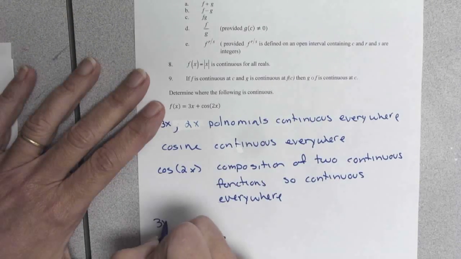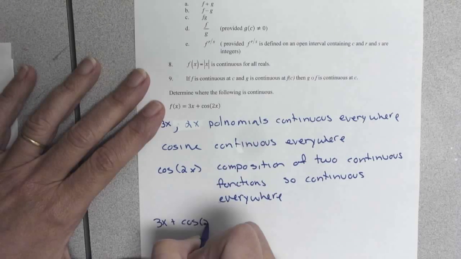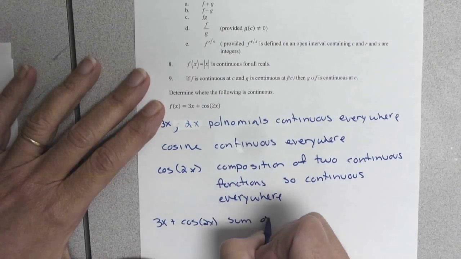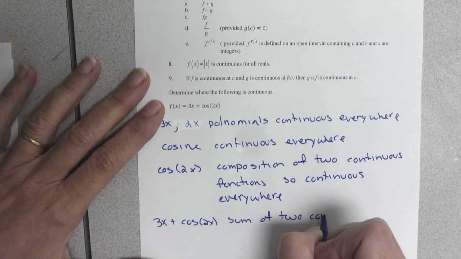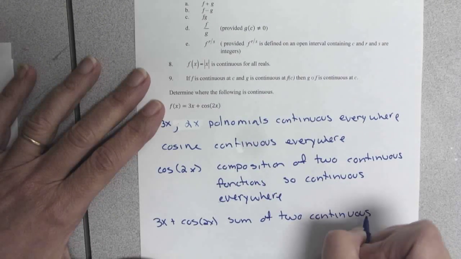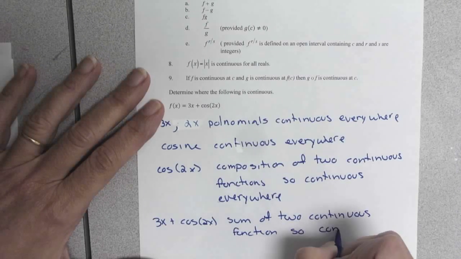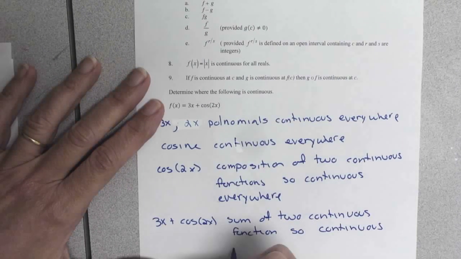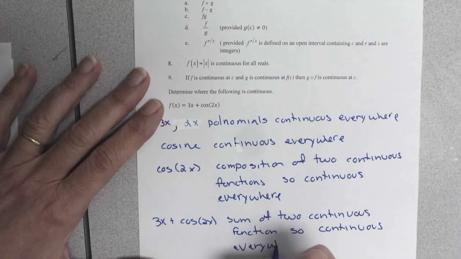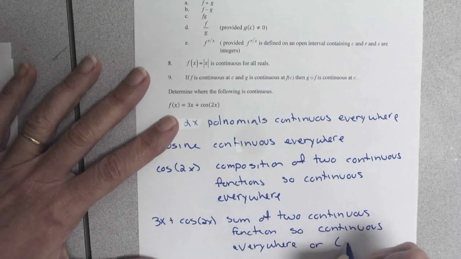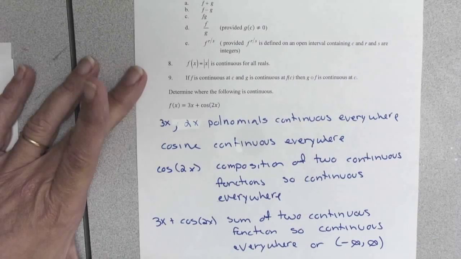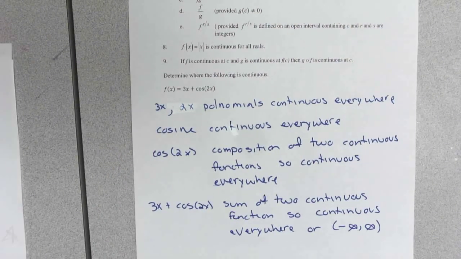Then finally, 3x plus cosine 2x, a sum of two continuous functions, so continuous everywhere, or negative infinity to infinity. And so there's kind of the logic of what we'll be doing on this one, just noting that each part was continuous everywhere, and then when we put all those parts together, still continuous everywhere.